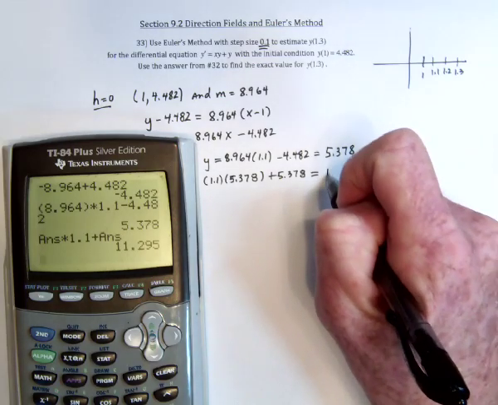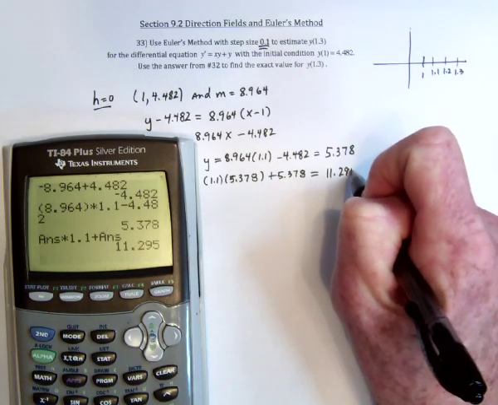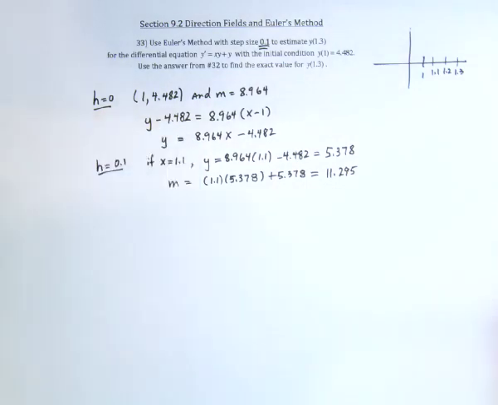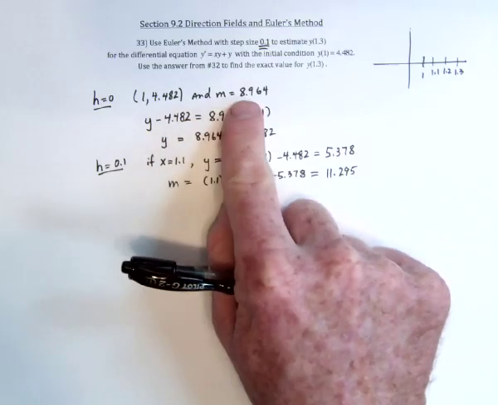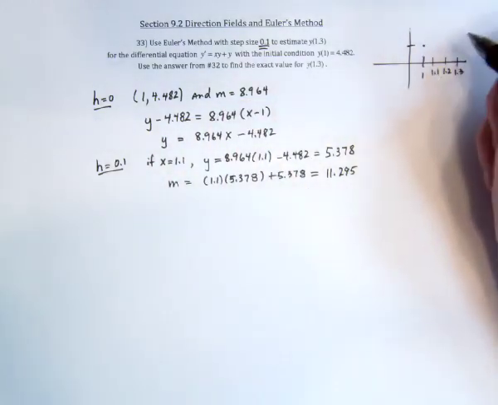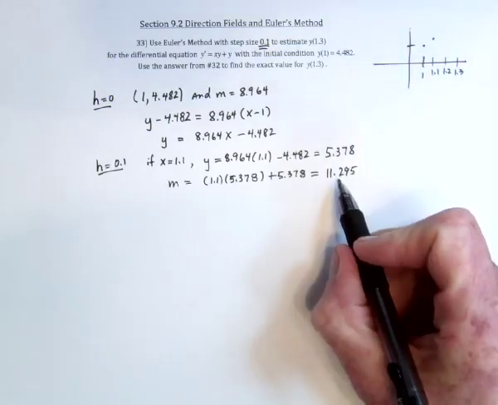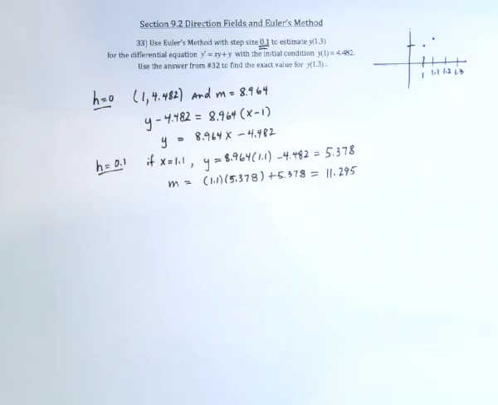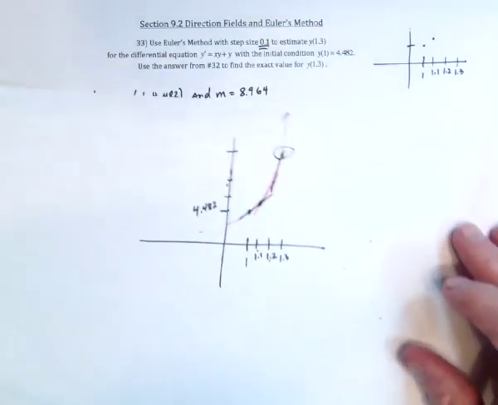It's now an 11.295. So notice that the slope previously was an 8.9. So at this point, the slope is an 8.9. When you move over to this point, the slope is now an 11.29. So that's what I was trying to demonstrate with this picture right here.